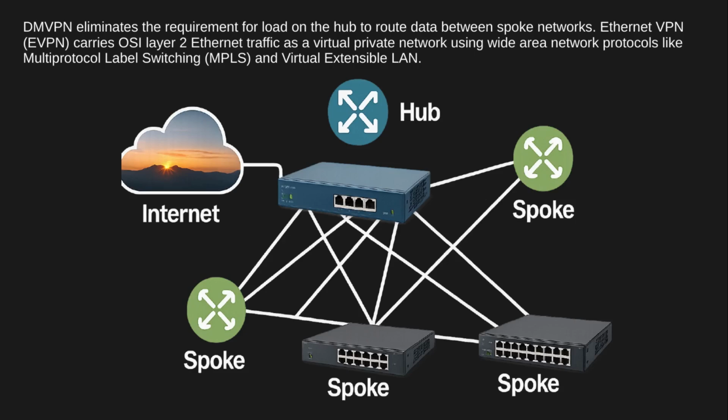Ethernet VPN, EVPN, carries OSI Layer 2 Ethernet traffic as a virtual private network using wide area network protocols like multi-protocol label switching, MPLS, and virtual extensible LAN.